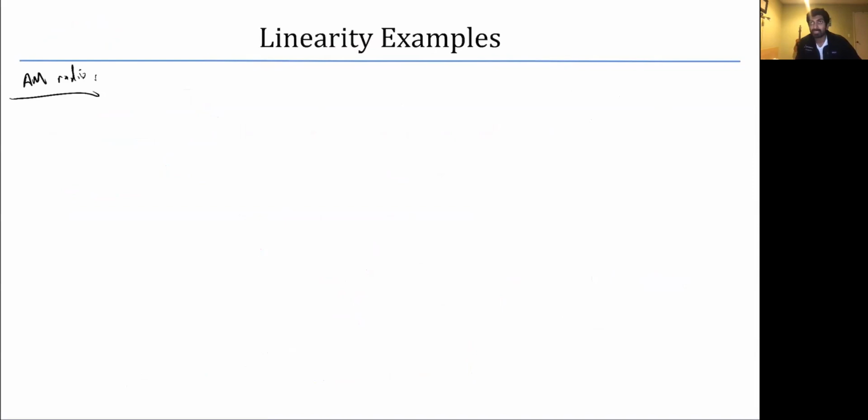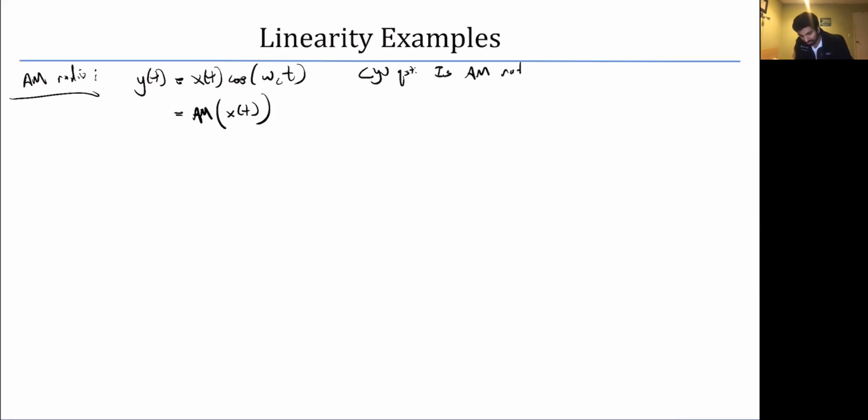So AM radio means amplitude modulated radio, and you have y of t equals x of t times the cosine of omega c t. Omega c is the carrier wave frequency. And this is a system, and I'm going to write the system in capital letters, just as AM of x of t. So instead of writing S of x of t like we have usually done for a system, this is a specific system for AM radio, so I'm just going to write it as capital AM. So if I look at the AM system, the goal is to prove linearity. So the check your understanding question is: is the AM system linear? Is AM radio linear?